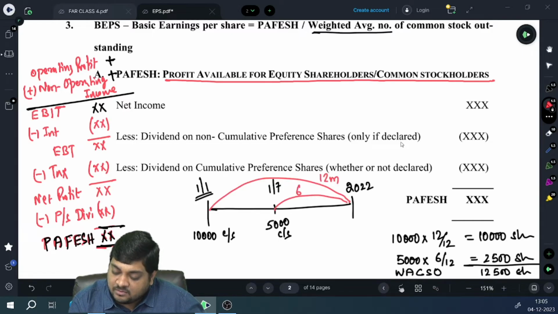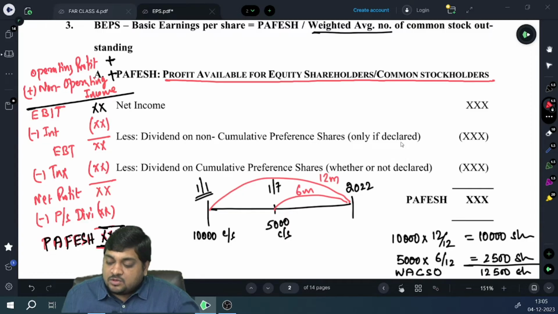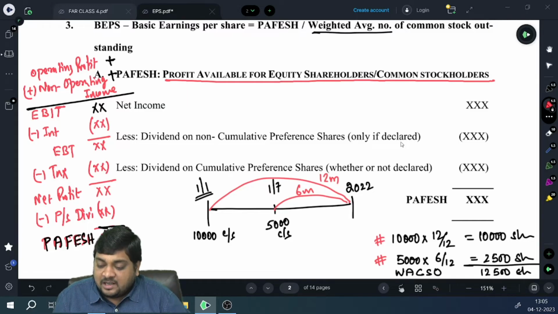And this is outstanding for 6 months. So when this is outstanding for 12 months, we take 10,000 shares, and this is outstanding for 6 months, so we take 2,500 shares. So we got the weighted average number of common stock outstanding, right?